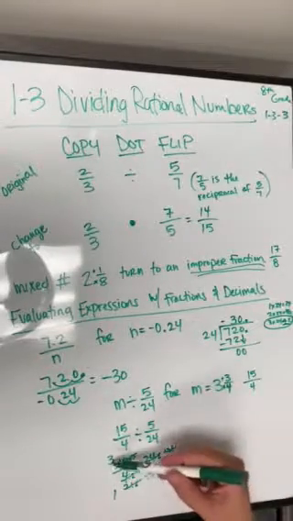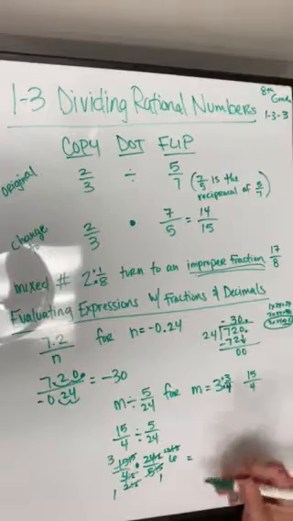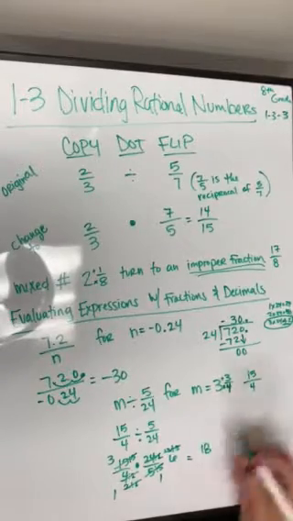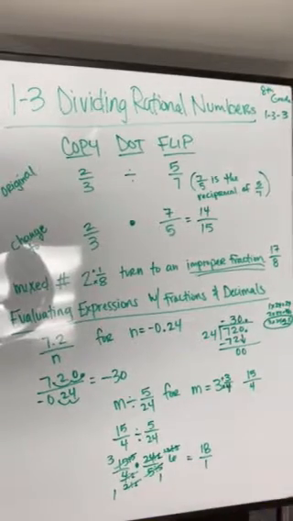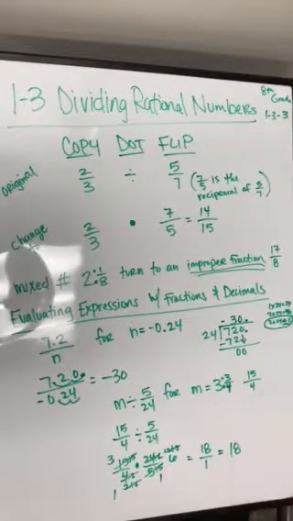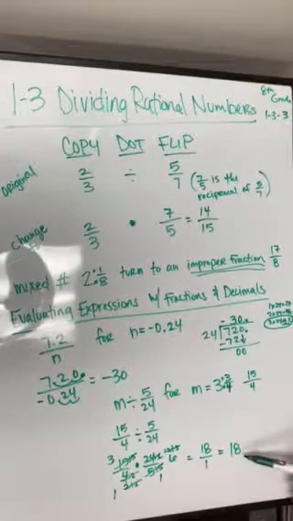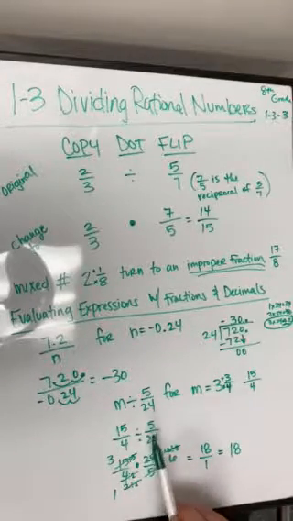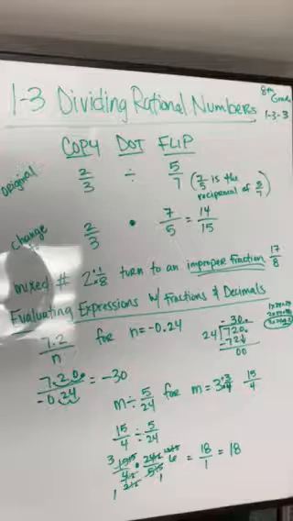Now, I have 3 times 6 on the top, which is 18. I have 1 times 1 on the bottom, which is 1, and any number over 1 is really just that number. So my answer for this one is just 18. And I know it's a positive because I have a positive divided by a positive, which will give me a positive. So I'm going to have you try a couple of these, and then we'll come back for a story problem.